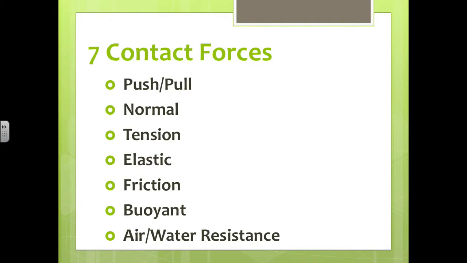Once again, 7 contact forces. The idea behind every one of these is you have to think about what the source of the force is. If it's a normal force, it would be a surface doing the supporting. Tension would be a string. Elastic would be a spring. Friction is when two surfaces interact with one another. A buoyant force would be water or gas. And then, of course, air and water resistance can only happen whenever you are moving.